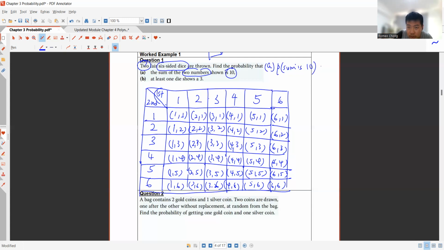And then you know that your probability consists of how many results out of the total. So there are total how many outcomes? You see you have 6 columns and 6 rows, so altogether there are 36 outcomes. Okay, there are 36 outcomes. And then if you want the sum of 10, what are the possible outcomes?